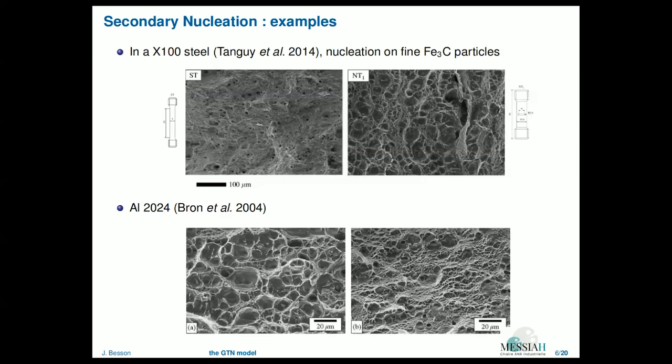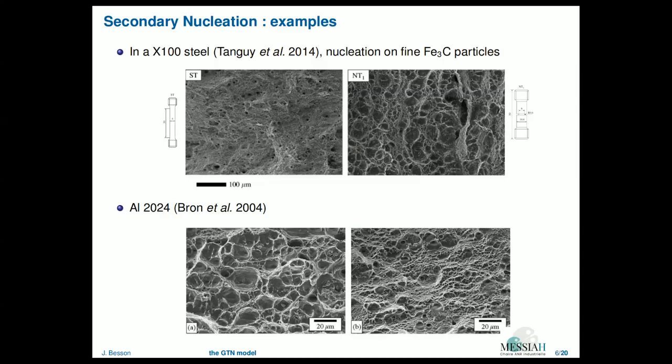Okay, and I can show you some examples that this is not just a dream, that we have two nucleation mechanisms. That's actually true. So on the top, it's an X100 pipeline steel. You have the smooth tensile bar, ST, low triaxiality, very fine dimples initiated on carbides.